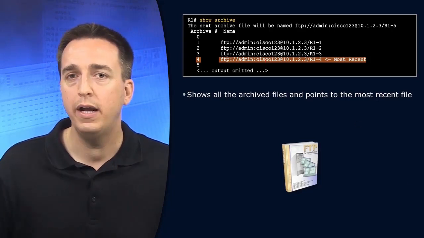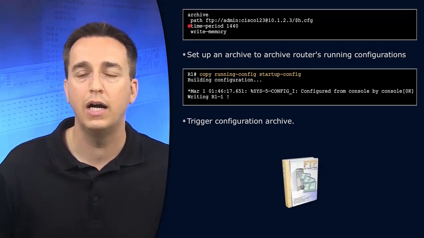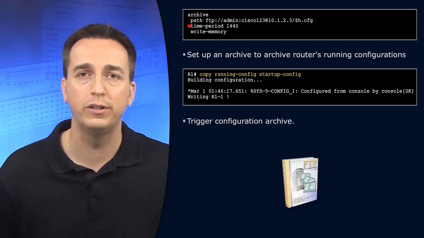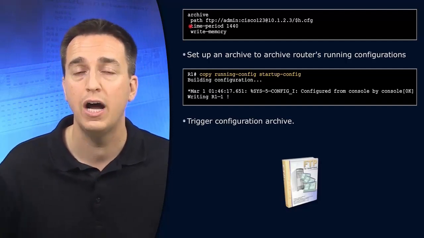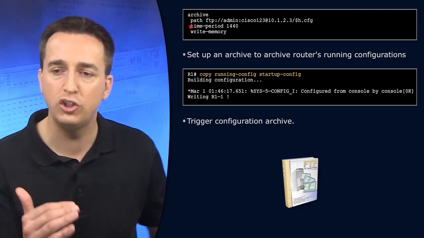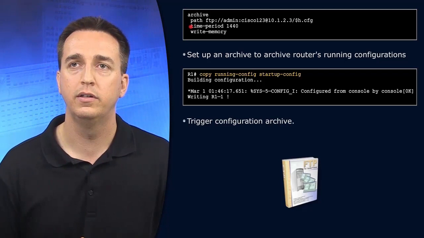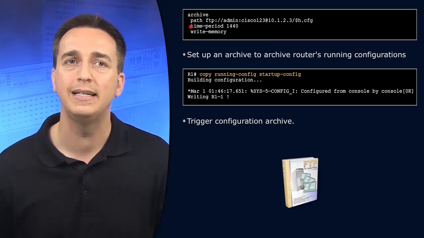However, we may also be inclined to make sure that these archives happen on a regular schedule as well, whether there are changes or not, just to make sure. Because what if somebody made a change to the running config but didn't type in copy run start? What if this has happened many, many times?